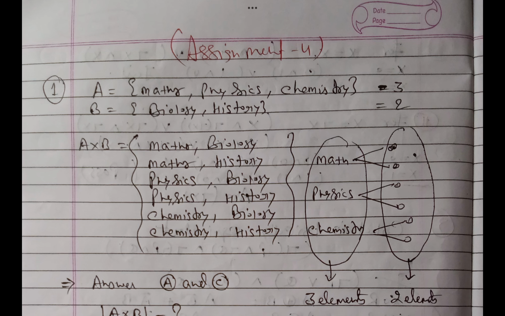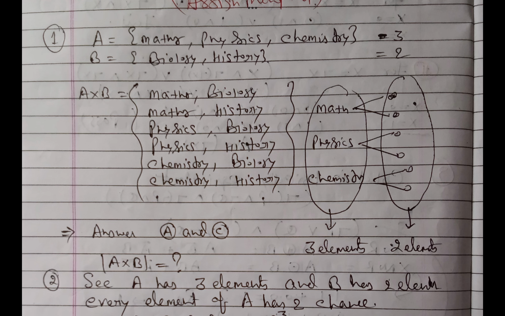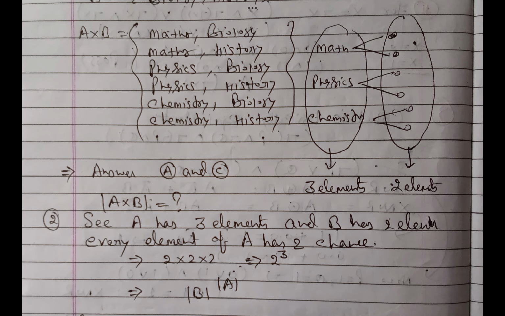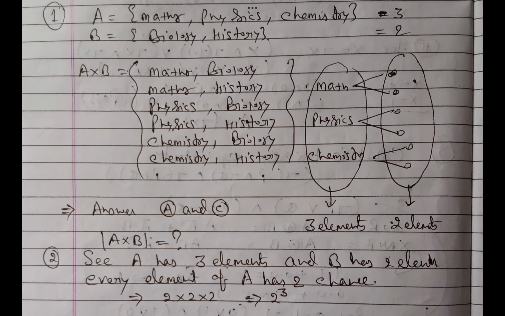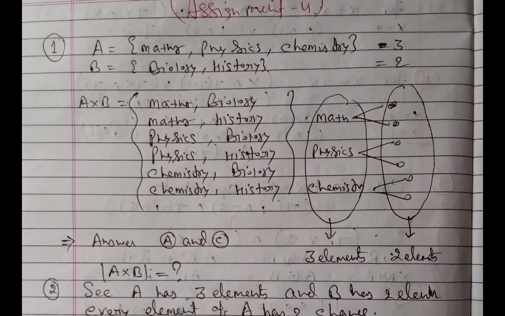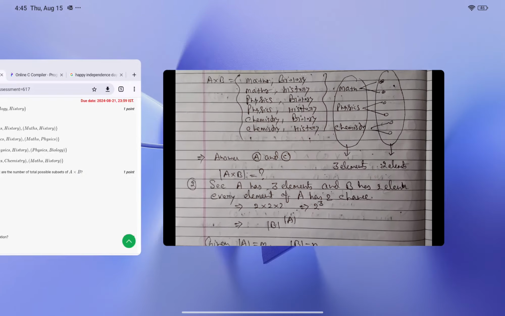A is equal to math, physics and chemistry, a total of 3 elements, and B is equal to biology and history, a total of 2 elements. Cartesian product means you will pair math with biology and history, as well as physics with biology and history, and chemistry with biology and history. So the total number of relations is 1 2 3 4 5 6, a total of 6 relations. How to find how many relations there are, we will discuss later. The first question is asking which one is matching.